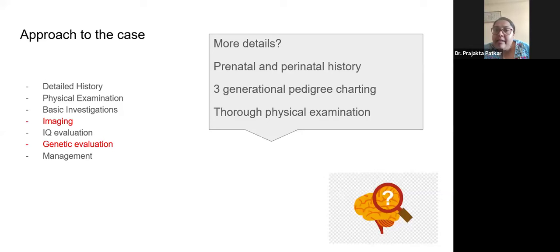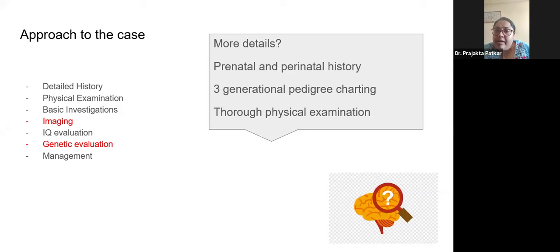Apart from that, yes, we do need to have a three generational pedigree charting, because a lot of times intellectual disability has a genetic predisposition, and there can be multiple people in the family who might have some degree of intellectual disability.